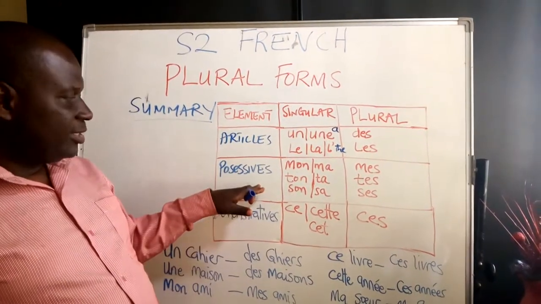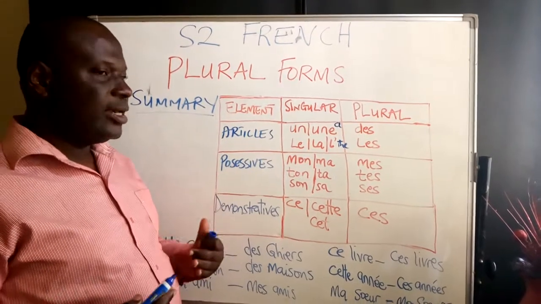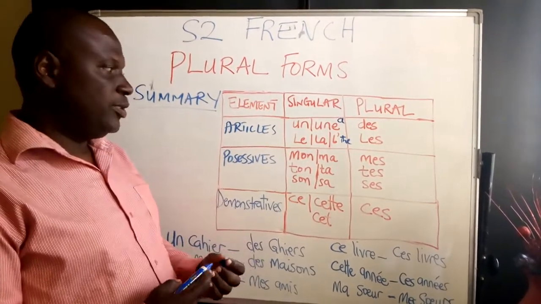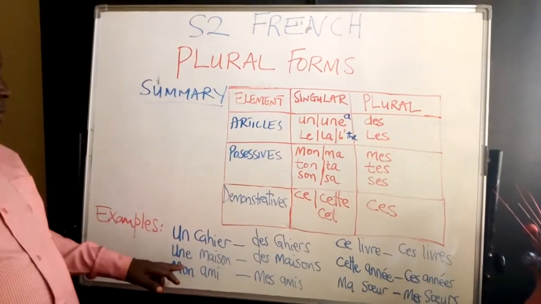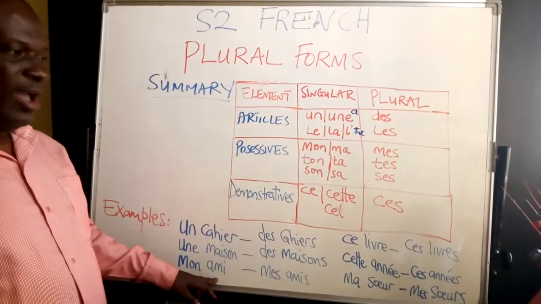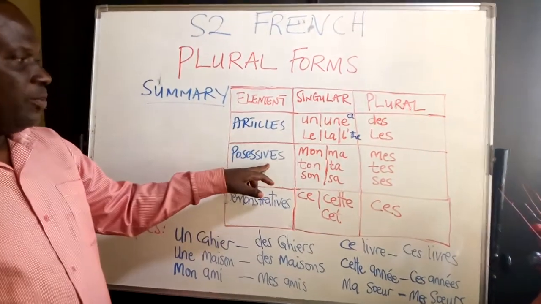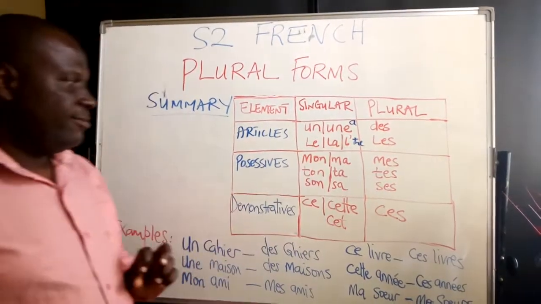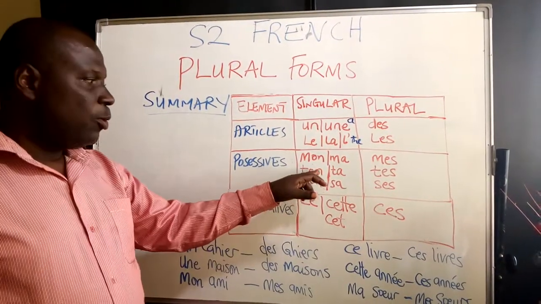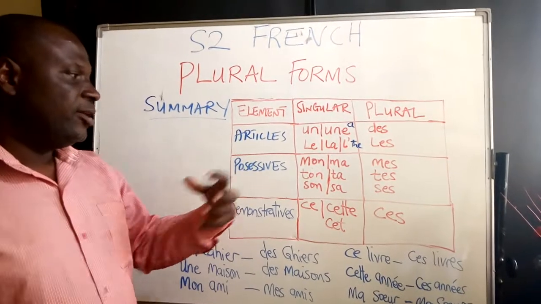Let's look at the possessives as well. The possessives, these are words which indicate ownership or possession of an item. When you say, for example, mon ami, my friend, we are getting it from here on the possessives. The plural form will be mes amis, while ton will be your, son will be his or her.